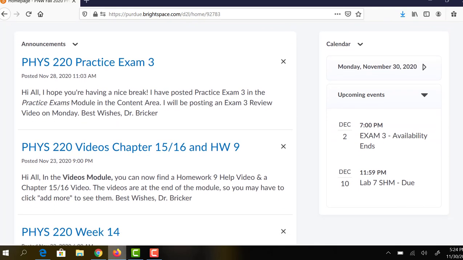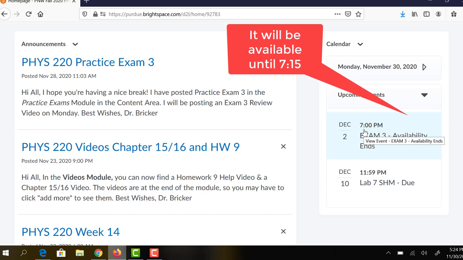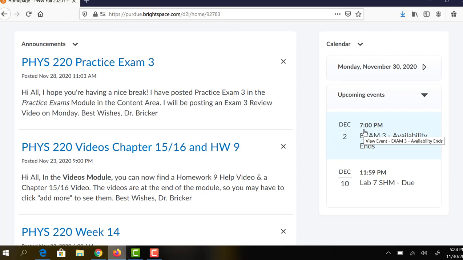Now, if you notice over here, on the side, Exam 3 availability ends at 7 p.m. So the exam will actually be available to you Wednesday from 5 to 7. Usually you only get an hour and 15. This you get 2 hours. Not that it's any longer, but I think maybe it's more cumbersome to show your work in this environment. I mean, in class you just write it down, you hand it in.